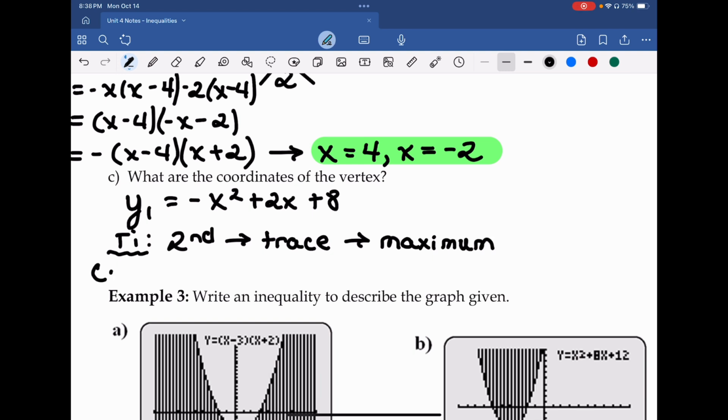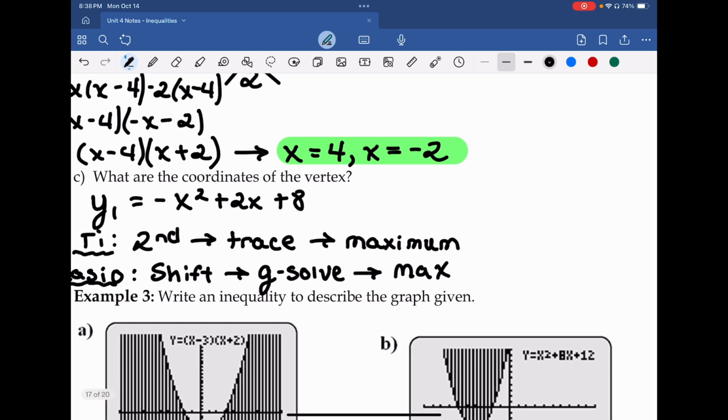If you have the Casio, it's going to be a touch different. Instead of doing second trace, we're going to go shift gsolve. And then from here, shift gsolve, and then just simply max.